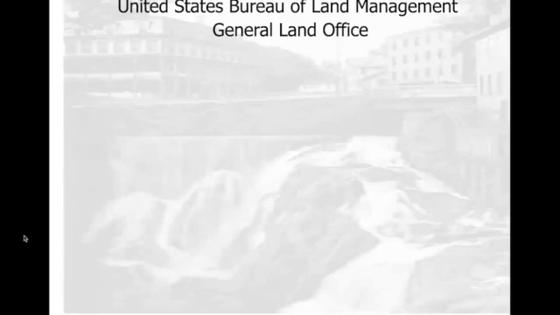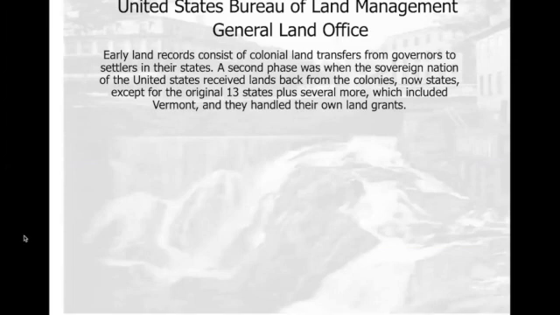So let me just go over a little bit of the Bureau of Land Management General Land Office. So this was established to basically transfer land from the federal government to the states or to individuals. So it consists of these colonial land transfers to settlers. And then a second phase was when the sovereign nation received lands back from the colonies. And these were the states that I was mentioning, the 13 states, which included Vermont, and they handled their own land grants. So that's how that works with colonial lands.